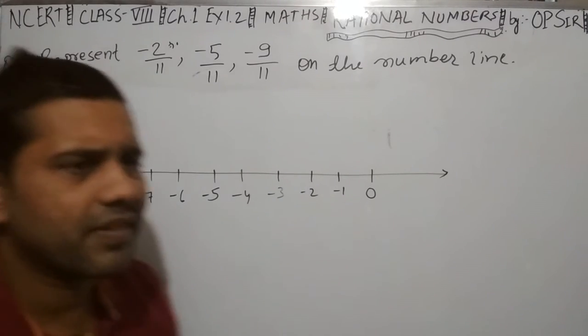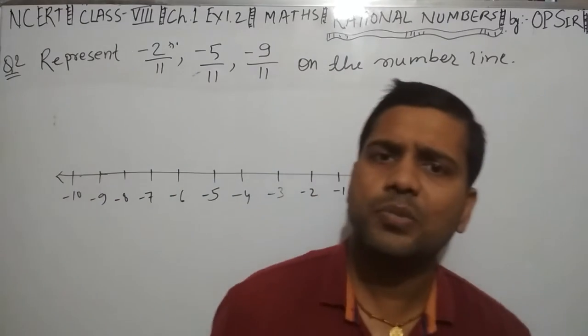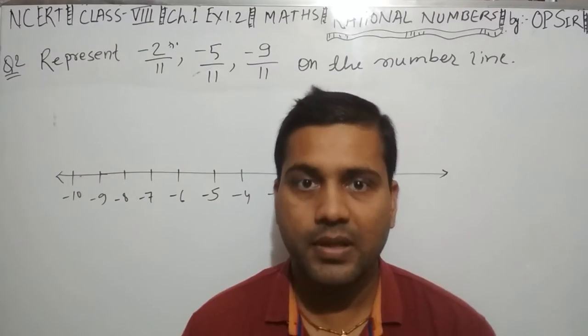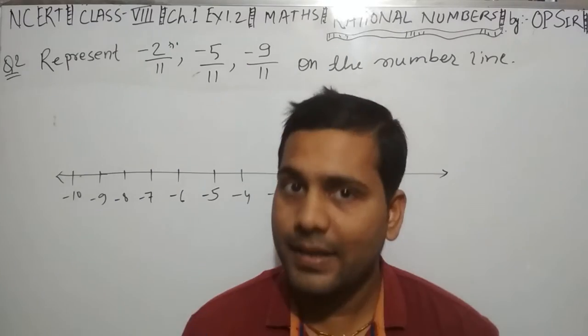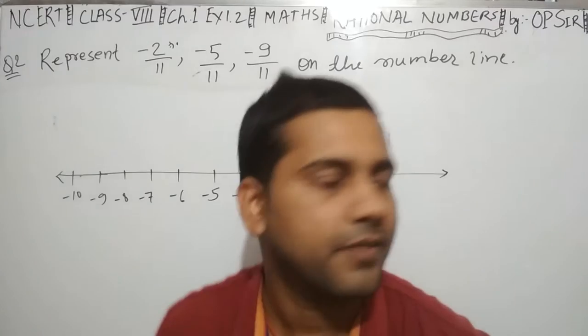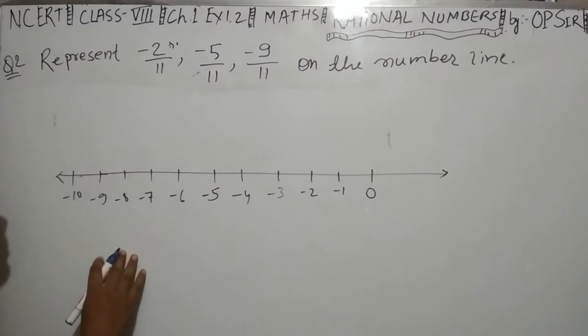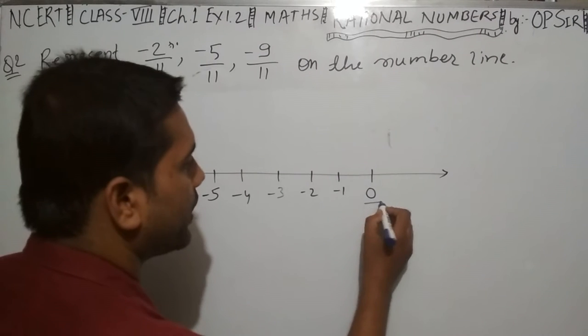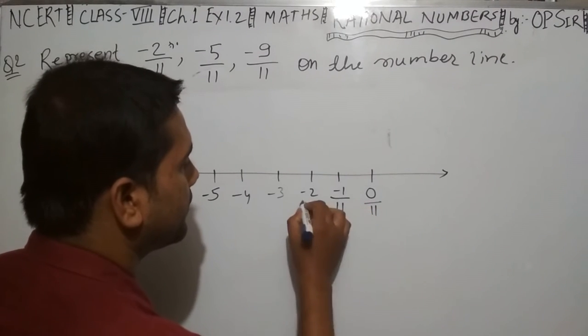And here it is very easy for us because the denominator is 11, which is the same in all three rational numbers. If it is not the same, by taking the LCM we have to make it the same, but here it is already given. Now the denominator we have is 11, so why not we put 11 everywhere.